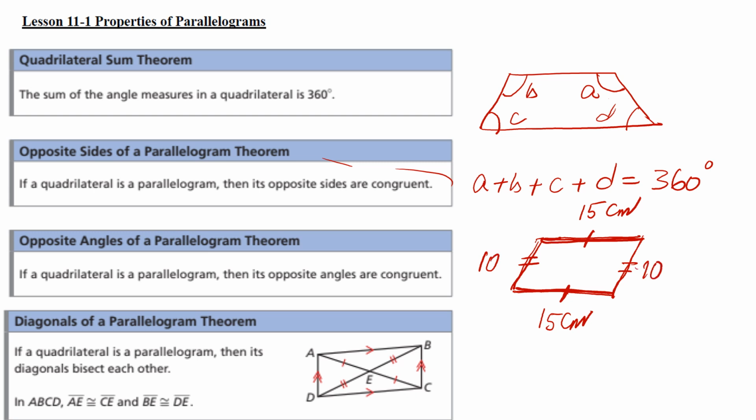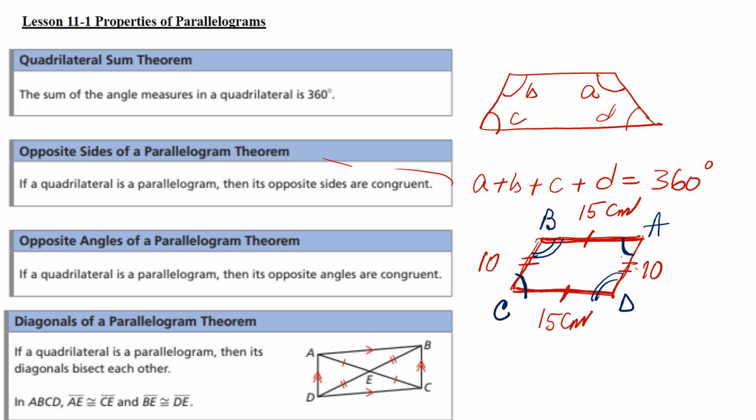The other property of the parallelogram is that angle A must be equal to angle C. So if this is 95 degrees, then angle C will also be 95 degrees. The other thing is, let's suppose this is angle B. Angle B and angle D must be equal to each other, which means that in a parallelogram the opposite angles must be equal to each other.